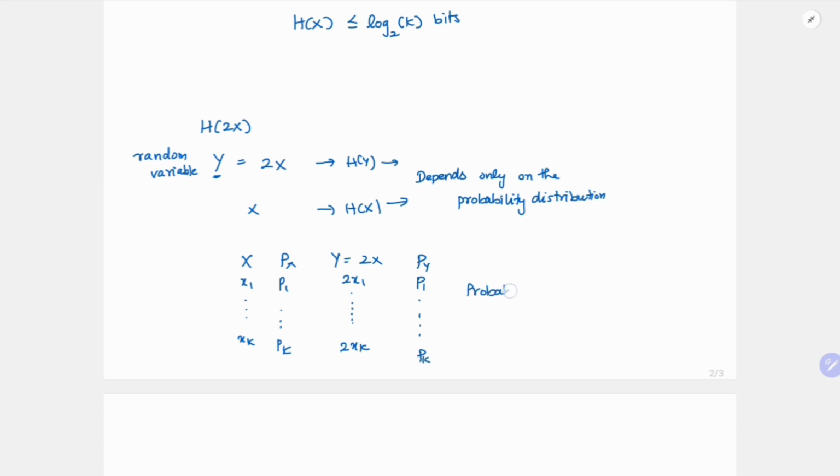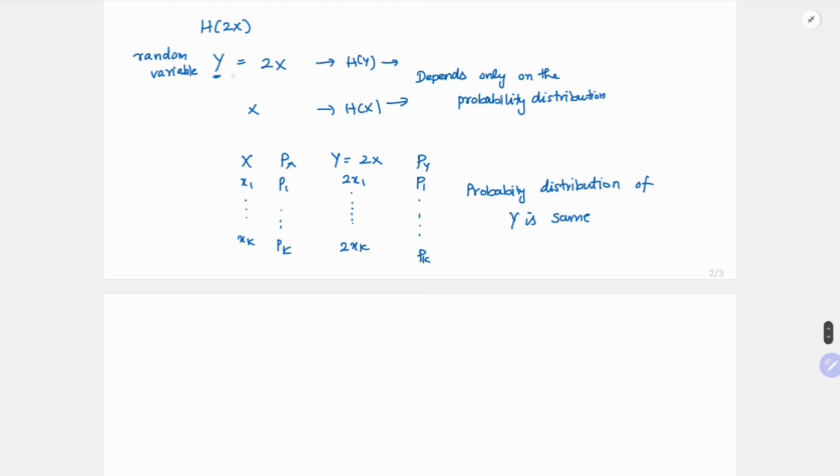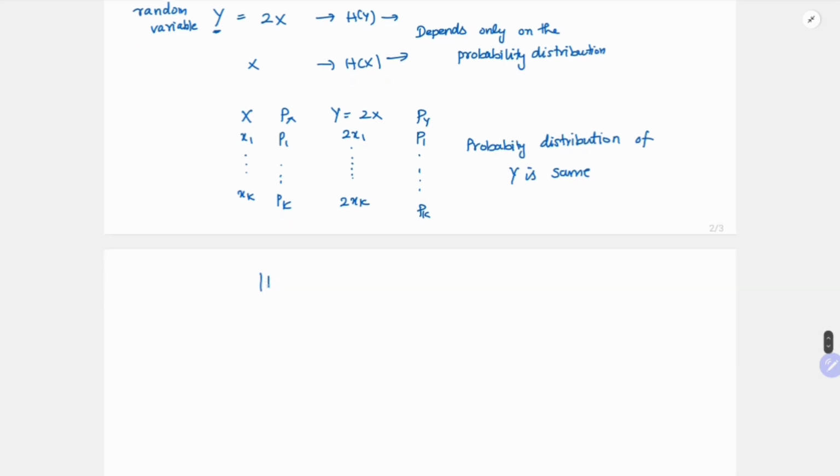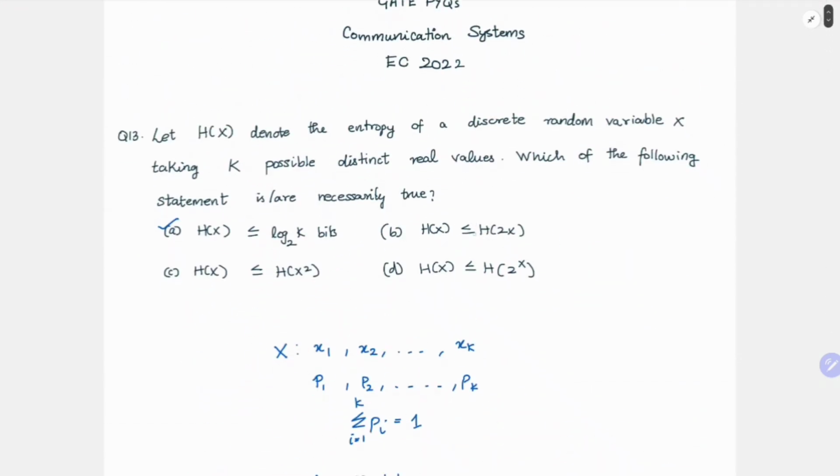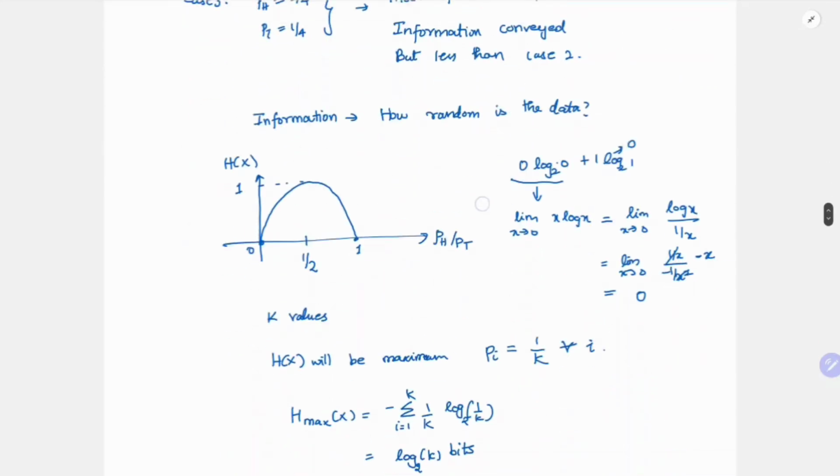So the probability distribution of y is the same. Only the values change, but your entropy doesn't consider what value it takes. It is only concerned about the probability distribution. So your h of y, which is nothing but h of 2x, is equal to h of x. So this is a stronger constraint. In the question, they have given less than or equal to, which is still a correct statement, right? Because the equal to is still there. So this is correct.